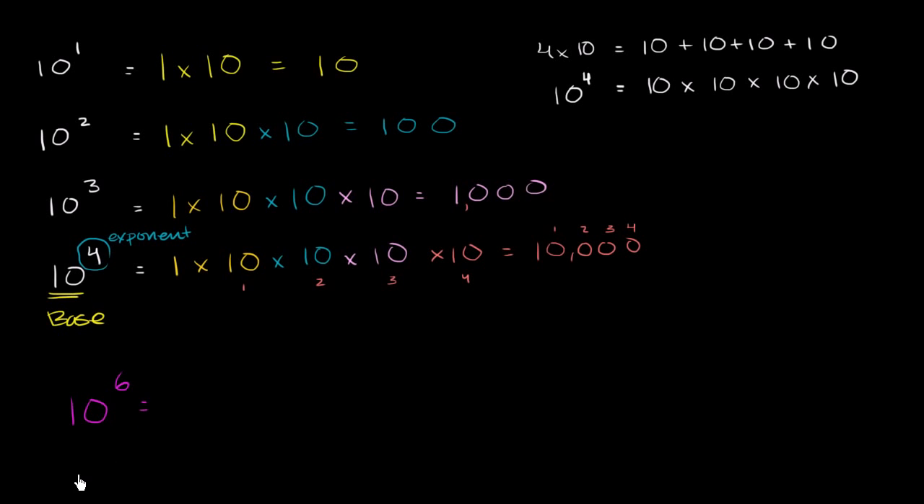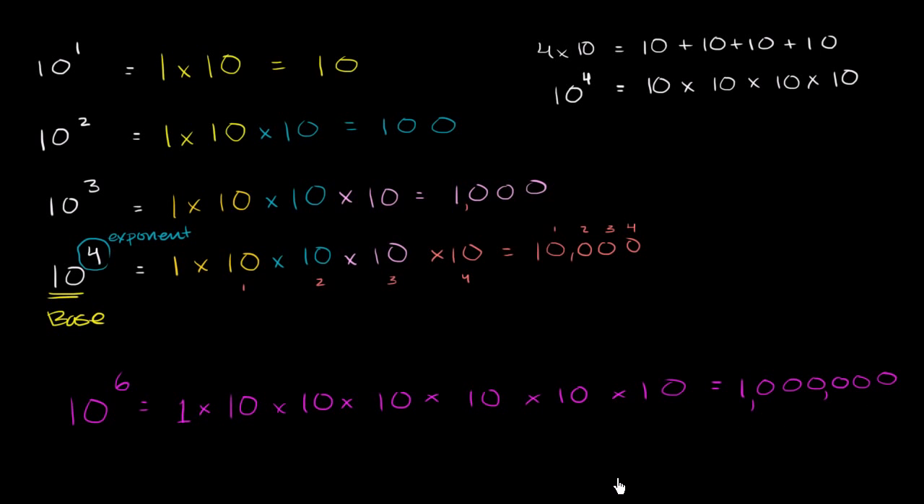Well, there's 2 ways to think about it. You could view this as taking 6 tens, so 10, 10, 10, 10, 10, and 10, and multiplying them together. Or you could view it as starting with a 1 and multiplying it by 10 6 times. But either way, what are you going to get? Well, if you're multiplying 1 by 10 6 times, you're going to end up with 1 followed by 6 zeros. We already saw this pattern. So it's going to be 1 followed by 1, 2, 3, 4, 5, 6 zeros, or 1 million.